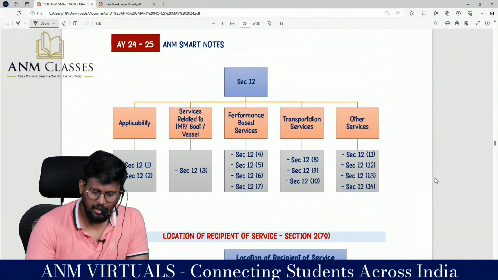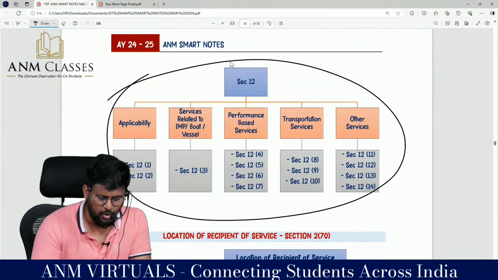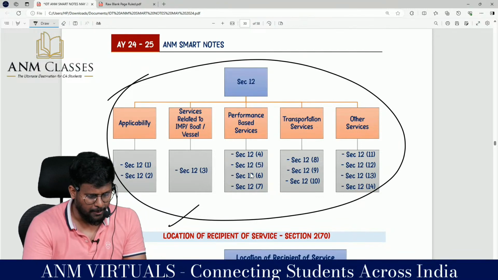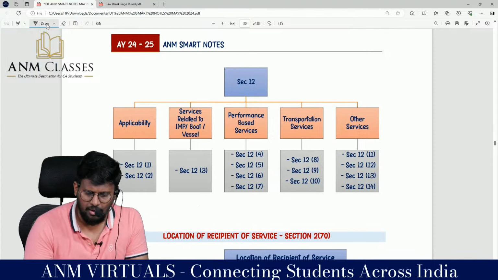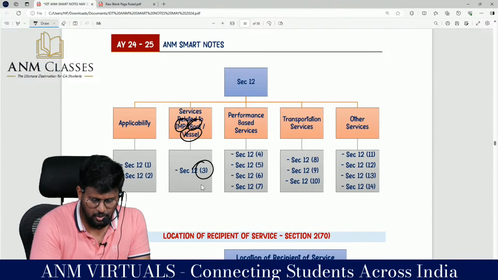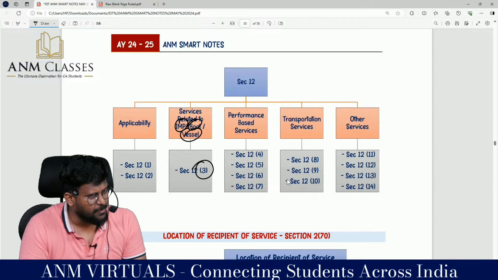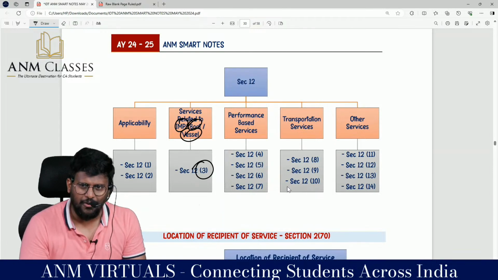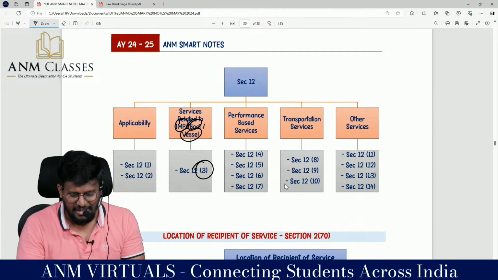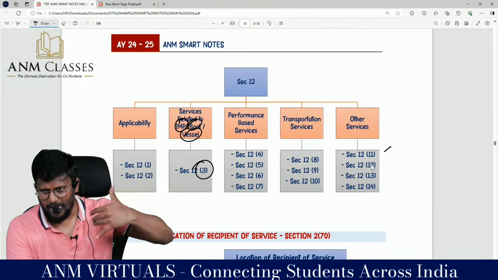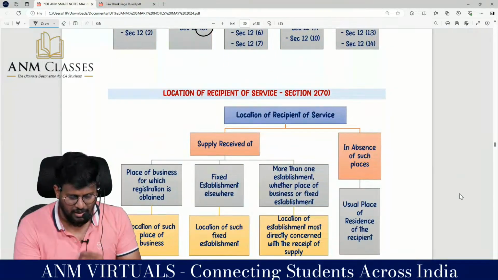Right? In our class, we have classified section 12 into 5 categories. Applicability: 12(1), 12(2). Yes, sir. Services relating to immovable property, boat or vessel: 12(3). Performance based services: 12(4), 12(5), 12(6), 12(7). Right? Transportation: 12(8), 12(9), 12(10). Right? Other services: 12(11), 12(12), 12(13), 12(14).